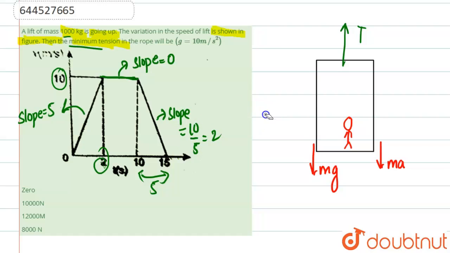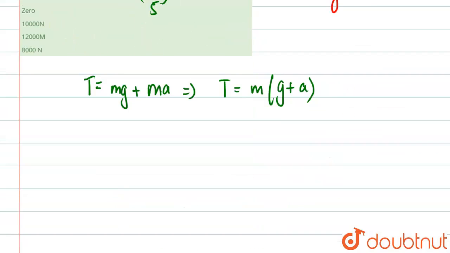So now we have all the accelerations. But there is one thing: this is basically minus 10 and this will be minus 2. Why? Because there is a negative slope over here, because the final point is lower than the initial point. Now we have all the values.